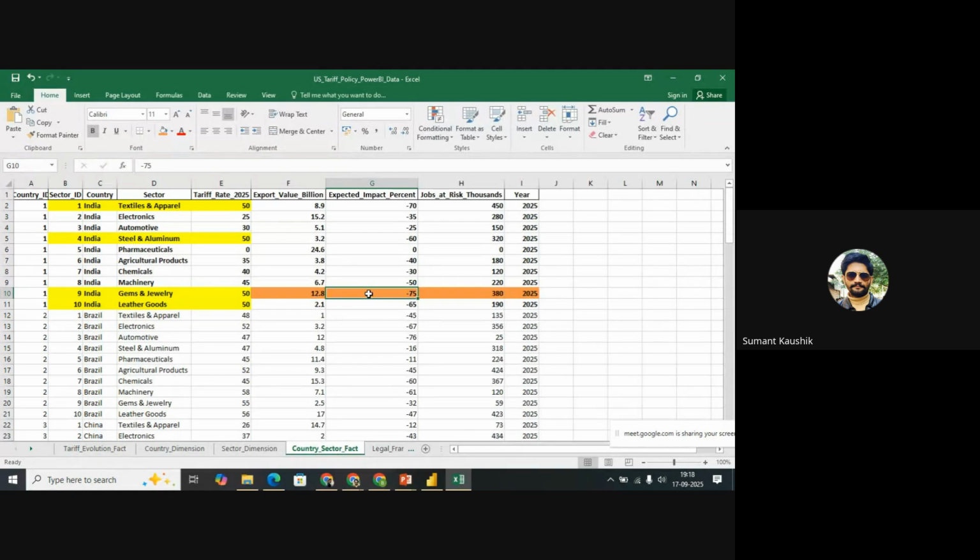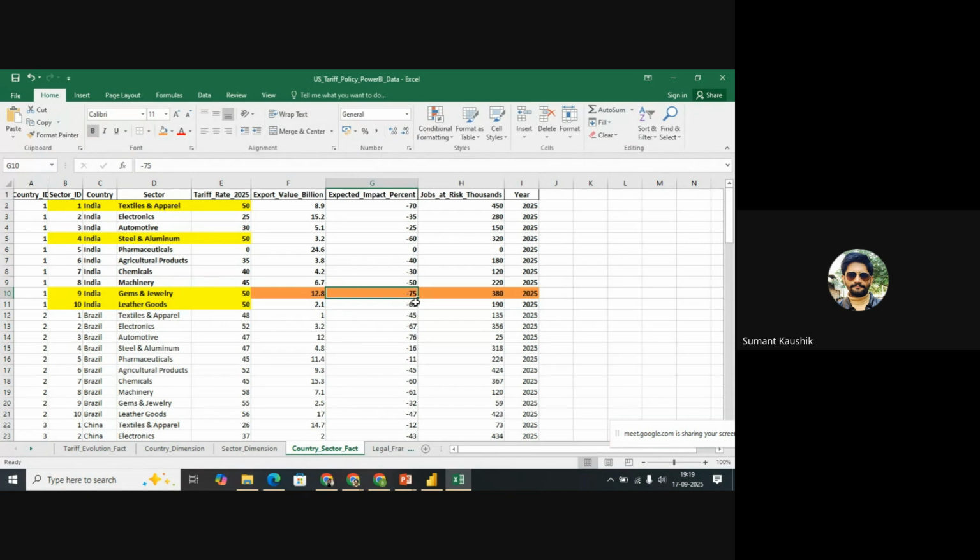So the Indian gems and jewelry sector will be facing a huge impact these days, and it is expected that it would lead to job loss also. And you can see we have taken the data for job risk also. It's about 380,000, it's in thousands, like 380,000 jobs will be affected because of this imposition and because of this effect on the export value. So you can estimate how the gems and jewelry sector will be affected.